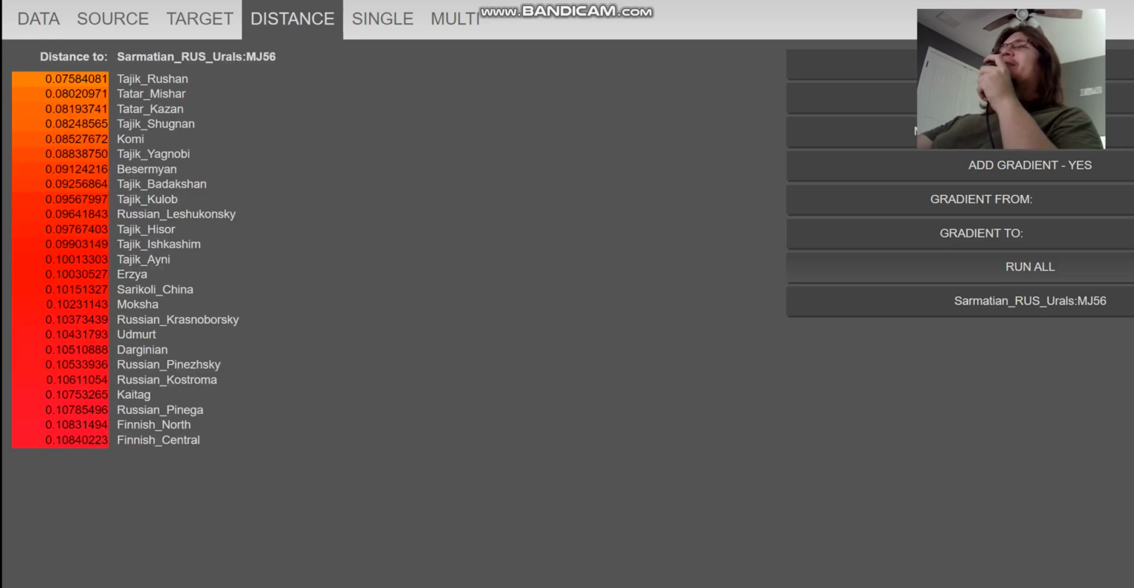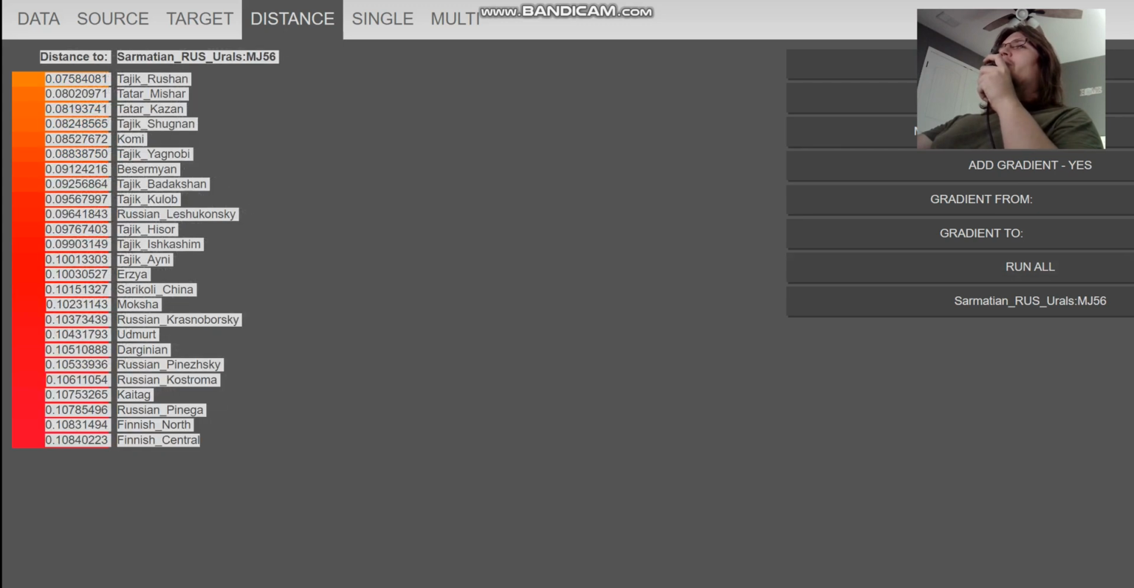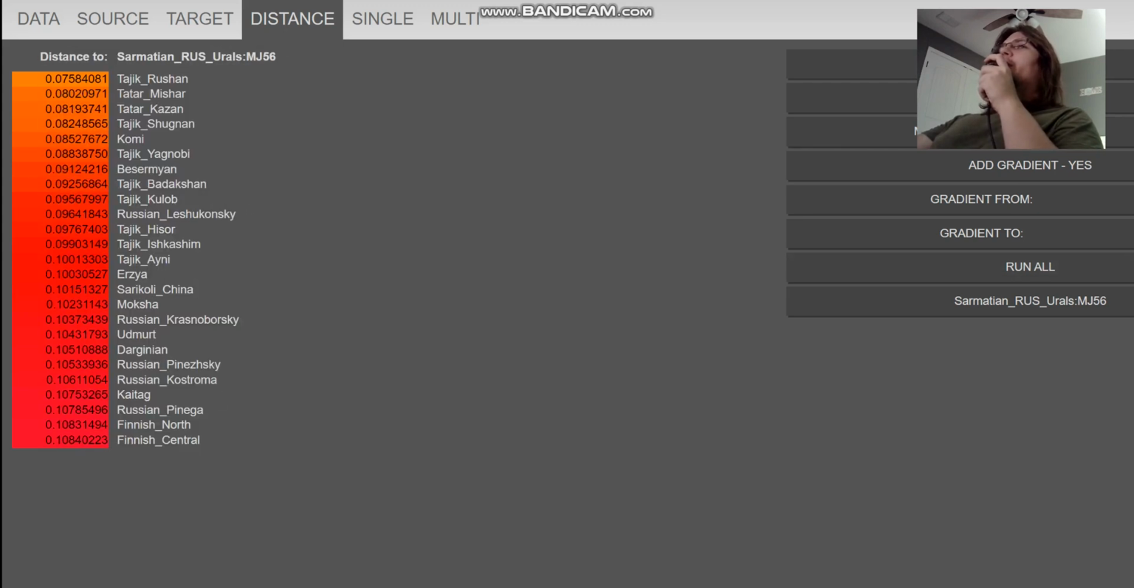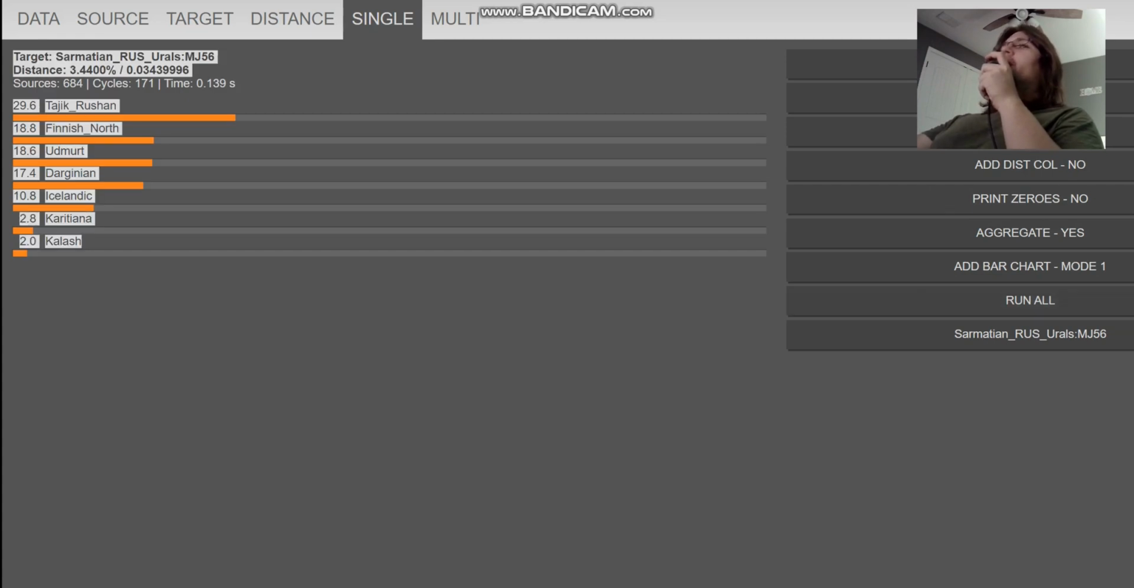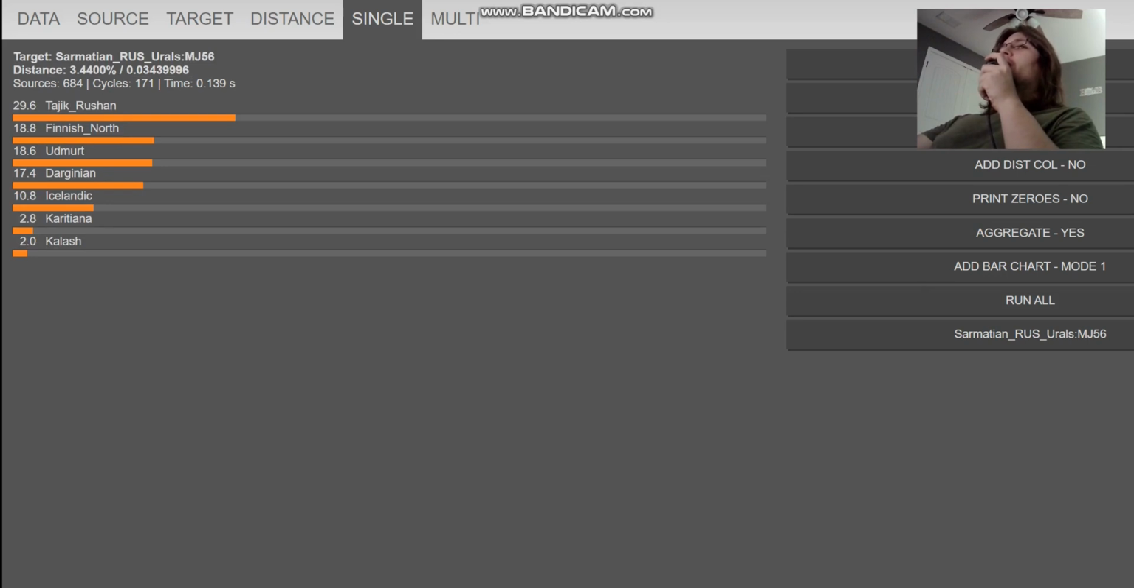So for G25, she's closest to Tajiks, followed by the Tatars, followed by also Tajiks, followed by Komi, followed by more Finno-Ugric people. So it's basically a mixture of Tajik plus Finnish plus Udmurt plus Dargin. Dargin, in case you don't know, is a group of people in Dagestan. So a mixture of Western Asian plus Northeast European.